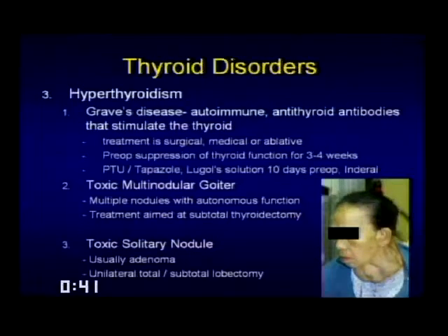Frequently, we can do this with drugs such as PTU or Tapazole, the two most common drugs, which shut down production of T3, T4. We frequently will also give iodine replacement. There's a solution called Lugol's solution, which is a combination of iodine and potassium iodide, which can be given for up to 10 days prior to the operation, and is usually stopped at the time of operation.